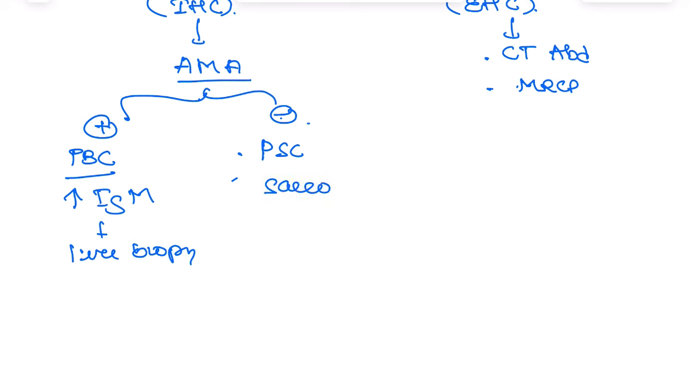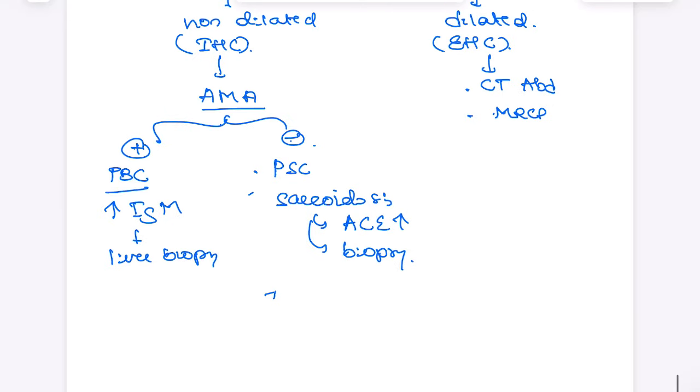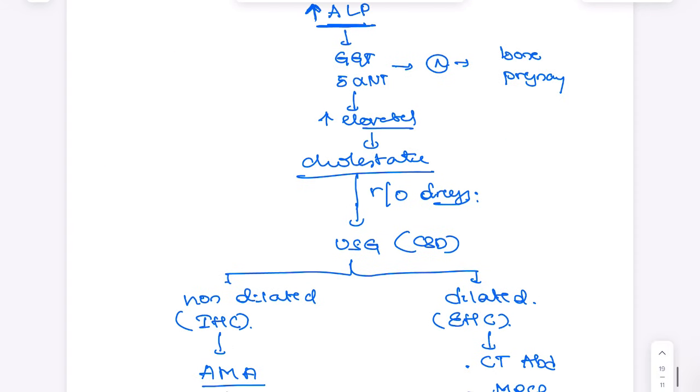sarcoidosis and chronic viral hepatitis. Okay, sarcoidosis, here ACE levels, angiotensin converting enzyme levels, will be raised, and again biopsy is the confirmatory test, and it is also characterized by extrahepatic manifestations. Okay, viral hepatitis. Sometimes viral hepatitis also presents with cholestatic pattern of enzyme elevation. So this is the approach when you have raised ALP.